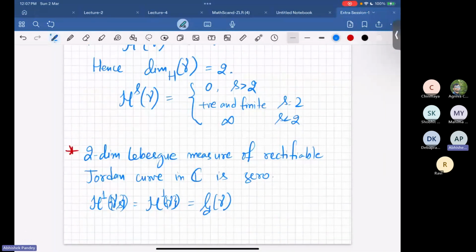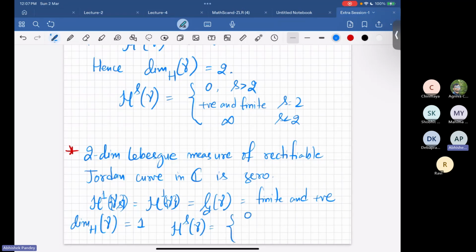And it means that, since it is rectifiable, it is finite and positive. So it means that the Hausdorff dimension of this curve gamma is basically 1. And the Hausdorff measure will be, this is one such section where we are talking about the Hausdorff measure of a curve. What about the Hausdorff measure of the boundary of a domain?